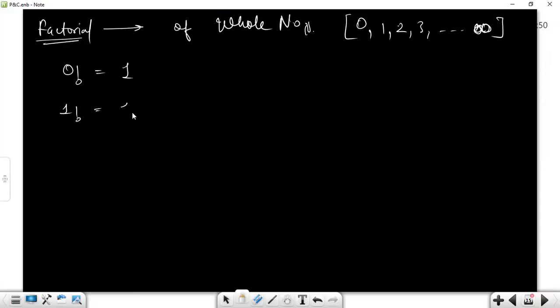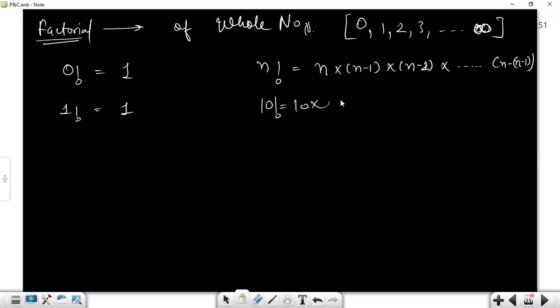1 factorial is 1. Basically, if we have to find n factorial, any number's factorial, we'll multiply n with n minus 1 into n minus 2, and we have to keep subtracting and multiplying till we reach 1. So for 1 factorial it is 1. For let's say 10 factorial it is 10 into 9 into 8 into 7 into 6 into 5 into 4 into 3 into 2 into 1. Now I have to stop before 0.